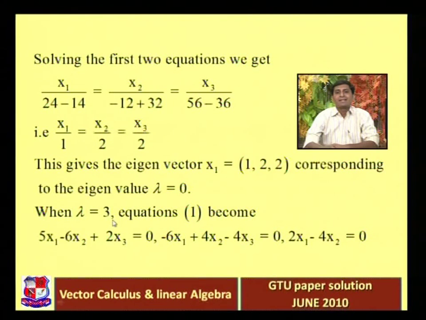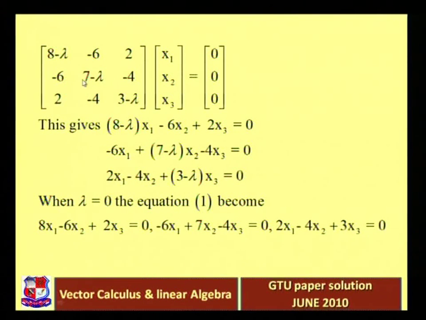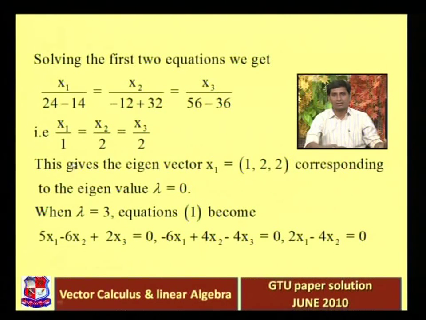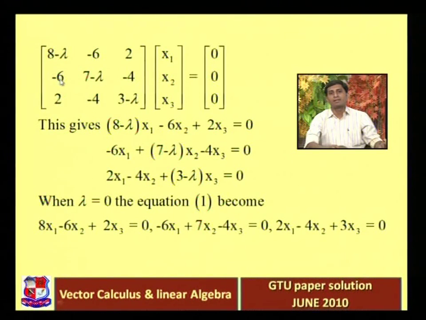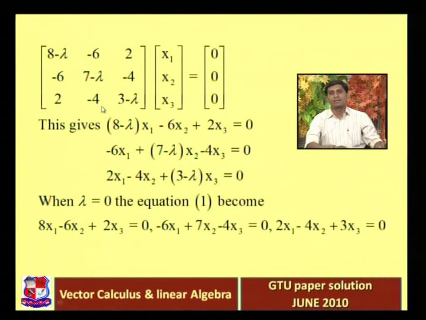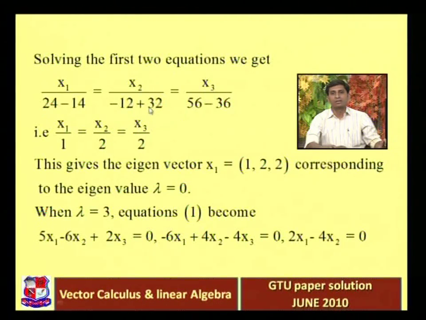Now when lambda is equal to 3, equation 1 becomes, put lambda equal to 3 in this matrix equation. This is equation 1. Okay, so just mention it, this is our equation 1. Put lambda equal to 3, so 5x1 minus 6x2 plus 2x3 is equal to 0, then minus 6x1 plus 4x2 minus 4x3 is equal to 0, and then 2x1 minus 4x2 is equal to 0.